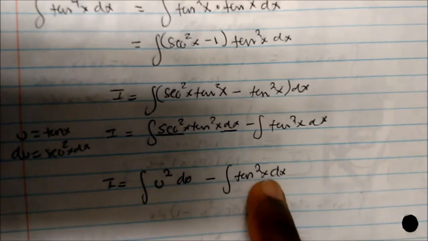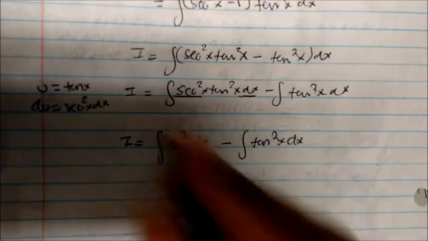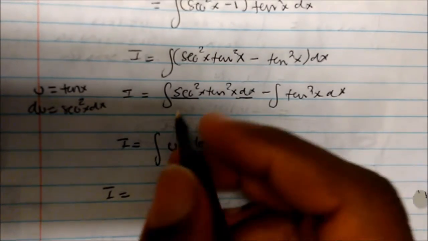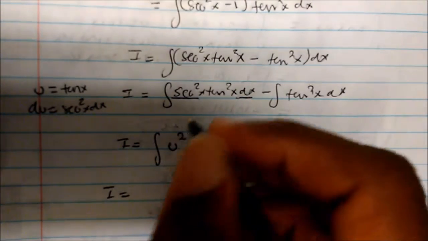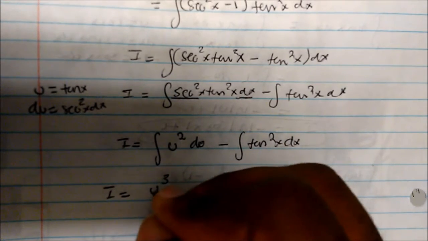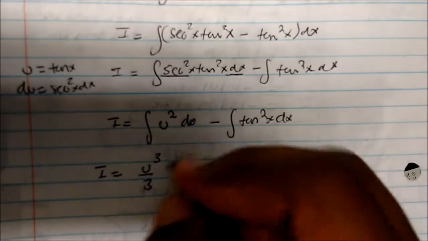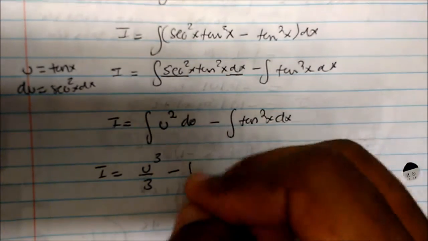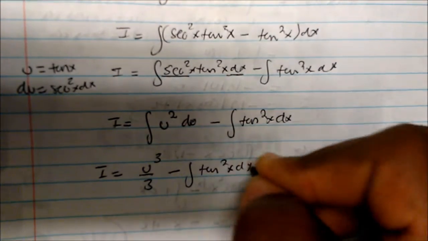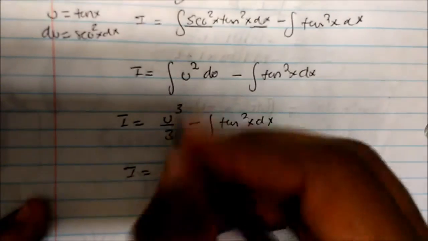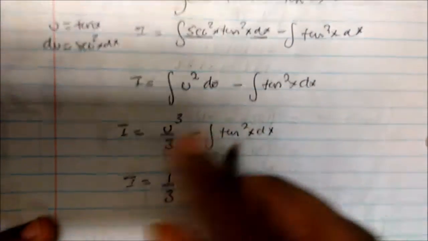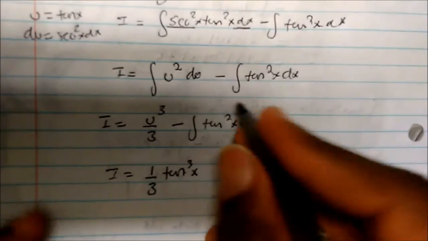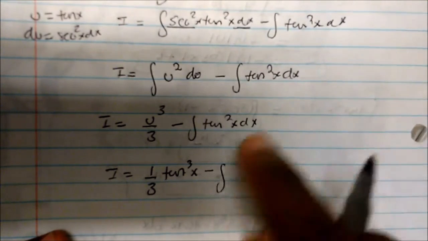We already know how to deal with this. My integral now is going to be, well, what's the integral of u squared? That's just u cubed over 3, minus the integral of tangent squared of x dx. If I look at this, this just becomes 1/3, and what was my u? It was tangent of x. So this becomes 1/3 tangent cubed of x minus, well, how do we deal with this?